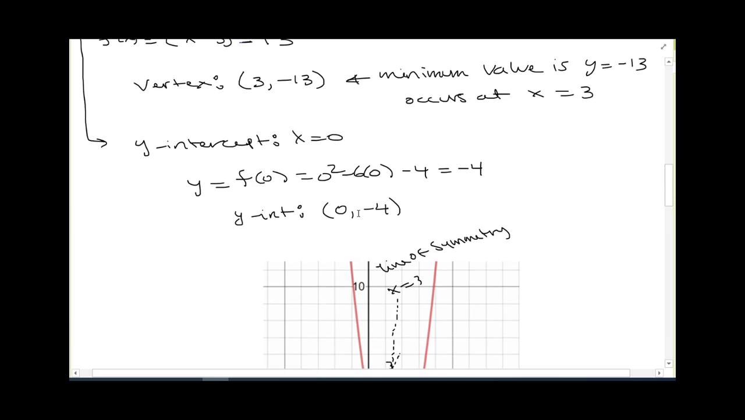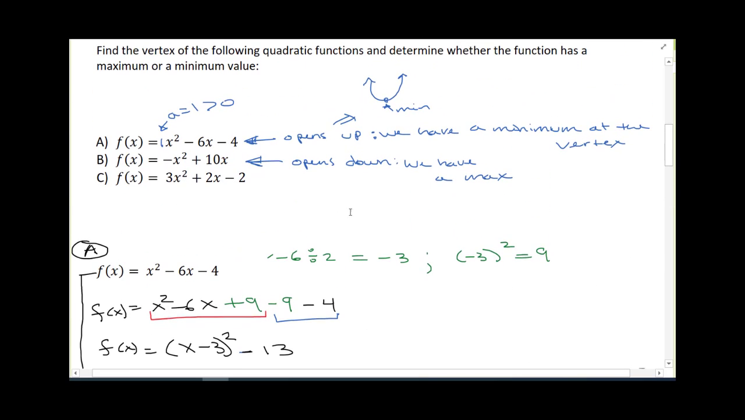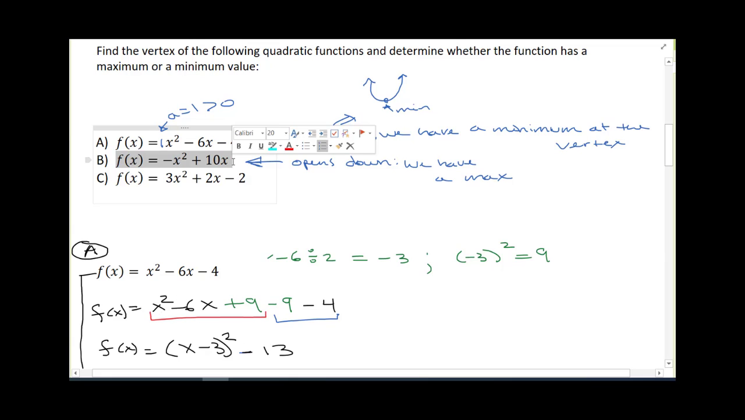Okay, let's try the next example, the one that opens downward. So part B, f of x is -x squared plus 10x. Let me copy that and bring it down below.